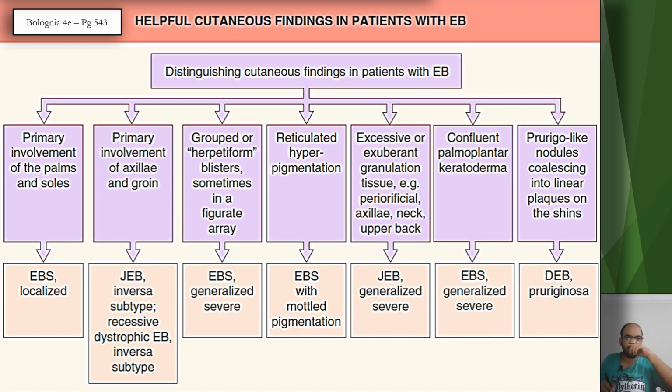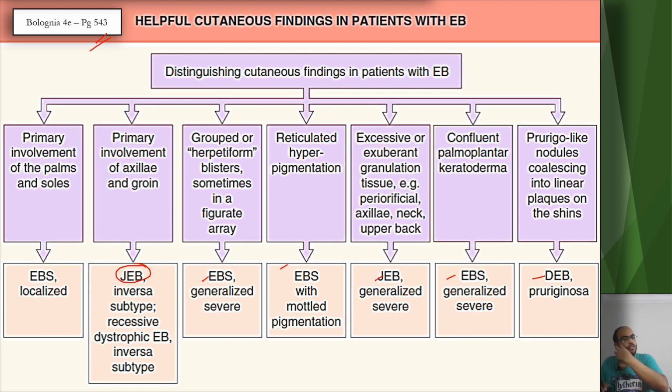So before we start, we'll go through this flowchart in Bologna. It's on page 543, and it shows helpful cutaneous findings in patients with EB. Personally, I didn't like this flowchart because everything is jumbled here. Nothing is in order. You have the junctional EBs, then simplex, simplex, then junctional, then simplex, then dystrophic.